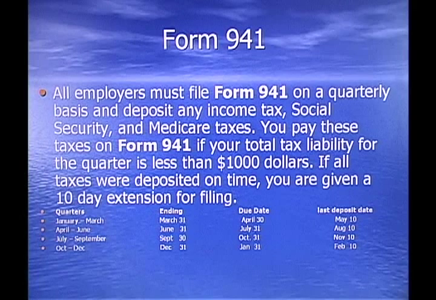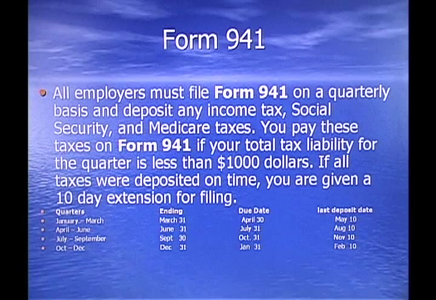Form 941. All employers must file Form 941 on a quarterly basis and deposit any income tax, Social Security, and Medicare taxes. You pay these taxes on Form 941 if your total tax liability for the quarter is less than $1,000. If all taxes were deposited on time, you are given a 10-day extension for filing. You have to pay the taxes by the ending date, by the due date. But you can file your paperwork as much as 10 days later.